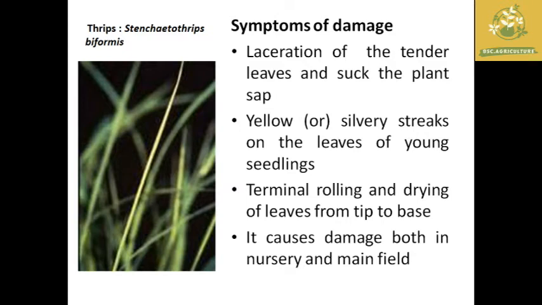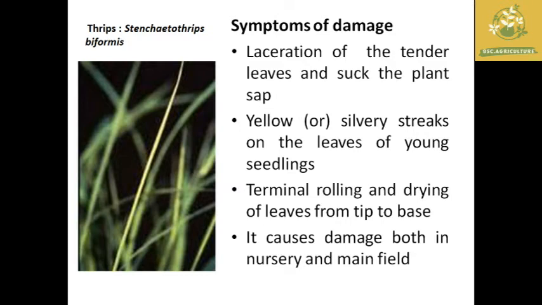thrips have the scientific name Stenchaetothrips biformis. Their symptoms are damage or lacerations of tender leaves and sucking the plant sap, and they also produce a yellow or silver streak on the leaves of the younger seedlings. You must remember that thrips attack the younger plants more than the adult ones, and they also cause terminal rolling and drying of the leaves from the tip to the base. This is an important symptom which we must know in thrips, and it causes damage in the nursery as well as the main field.